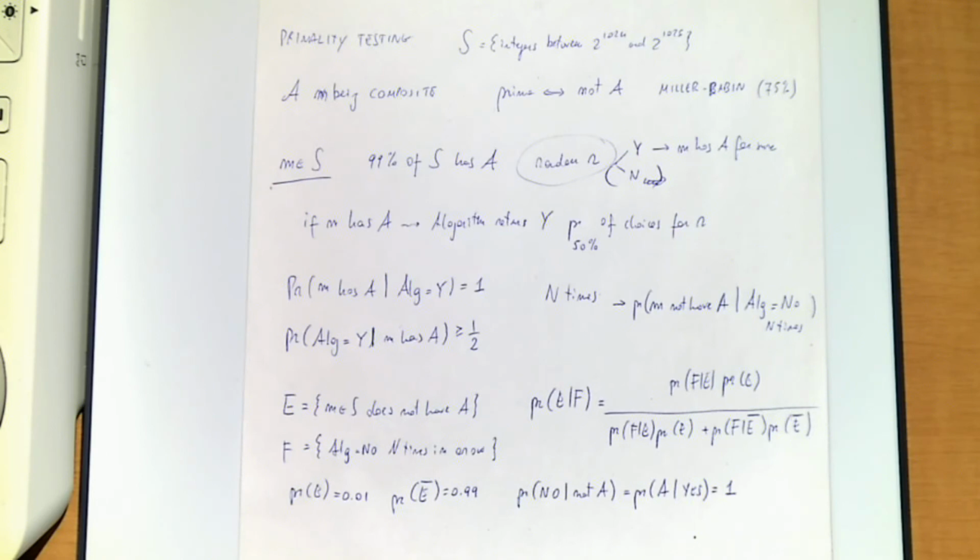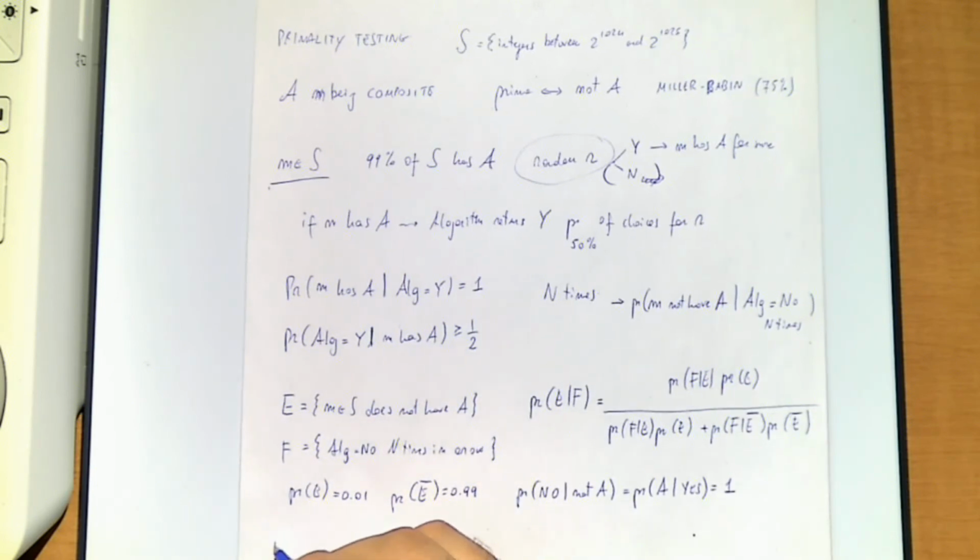And therefore, when we compute the probability of F given E, where F is the algorithm returning no n times in a row, that would be 1 to the n. And so that's 1 again. So this probability of F given E is just 1 again.